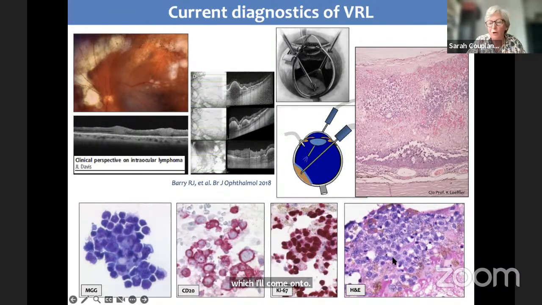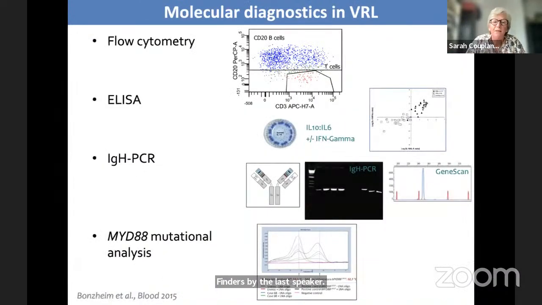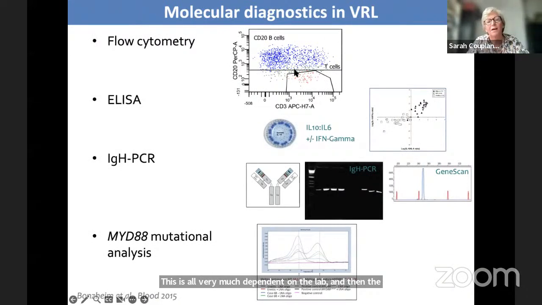This is an example of a chorioretinal biopsy, and you can see the tumor cells and the disruption of the retinal pigment epithelium, which was referred to in the OCT findings by the last speaker. Some people do the immunophenotyping using flow cytometry. This is all very much dependent on the lab and the lab's experience, and they use various gating mechanisms to highlight the neoplastic B cells compared to the T cells. Others use ELISA, and they look at the interleukin 6 and 10 ratio. Some also include interferon gamma.